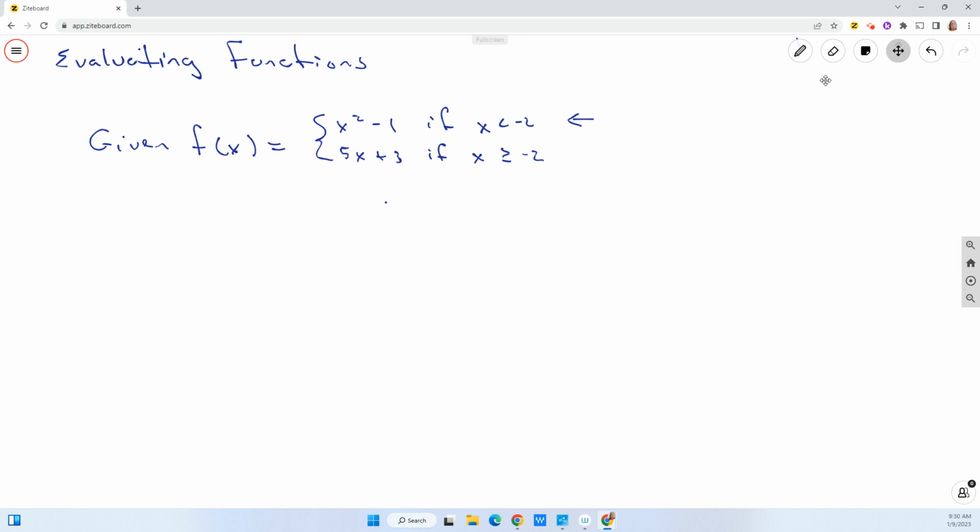When we're evaluating a function, it means they're going to give us the value that we need. So say I want to know f of negative 5. Well, negative 5 is less than negative 2, so I am going to use the x squared minus 1 piece. So it's going to be negative 5 squared minus 1, which equals 25 minus 1, which is 24. So not too difficult as long as you know what to plug in, right?